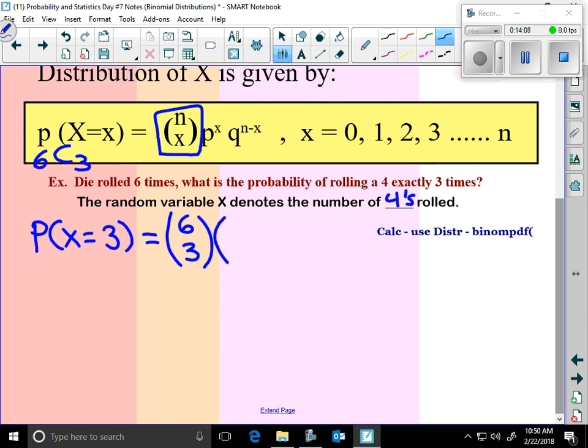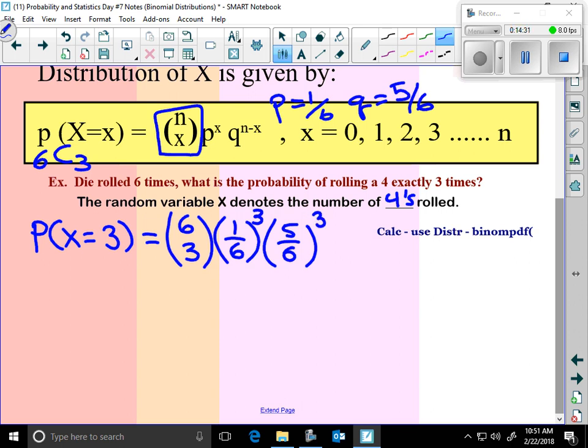What's the probability that I roll a 4? 1/6. So P is 1/6. What's Q? 5/6. So it'd be P. I want to roll that 3 times. I want to roll the 4 3 times. How many times do I want to fail then? 6 minus 3, which would also be 3.